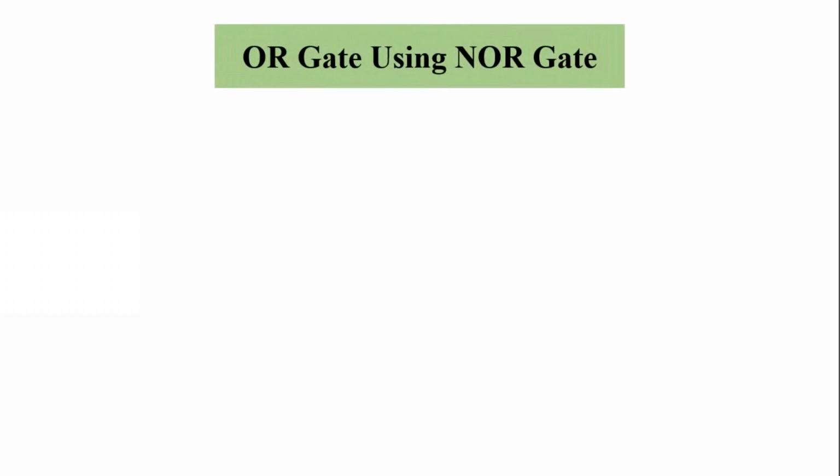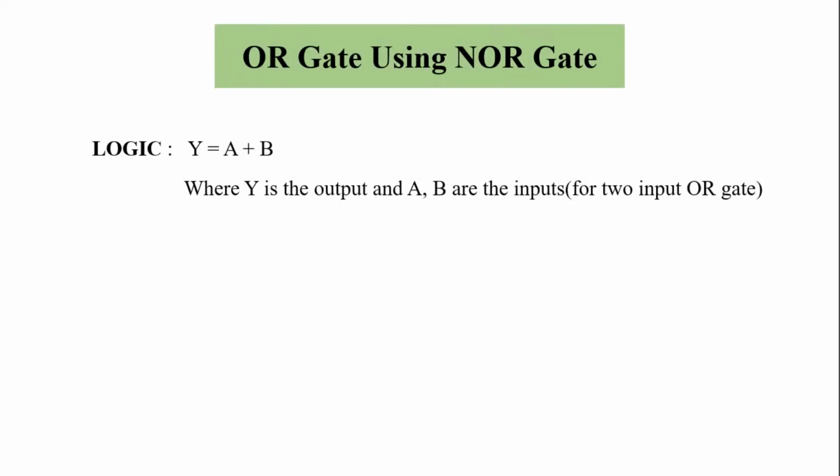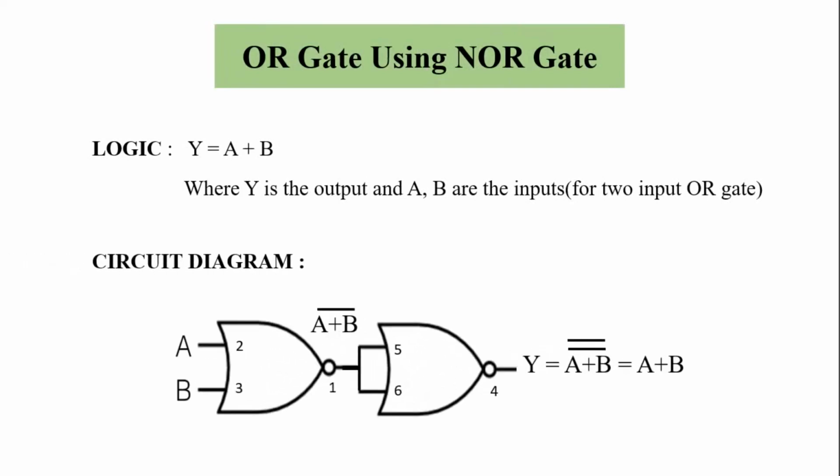Now we will make OR gate using NOR gate. Logic of OR gate is already discussed. Circuit diagram. Here in the first NOR gate, two different inputs A and B is taken. So the output is (A plus B) whole bar. Now we have to complement this output. So we are using another NOR gate to complement this input (A plus B) whole bar. Now the final output is A plus B. This is the logic of two input OR gate.